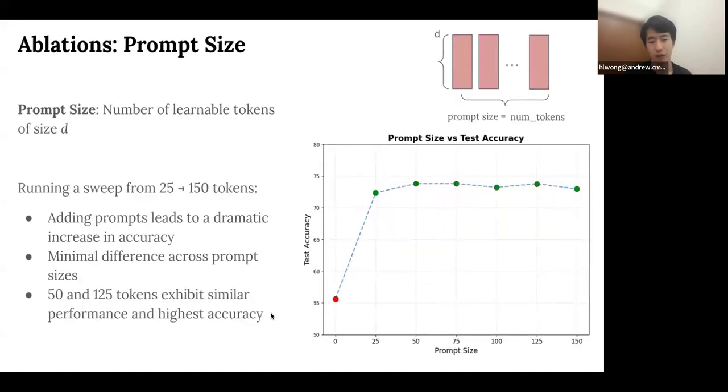We also looked at the number of tokens per prompt. We conducted a sweep from 25 to 150 tokens in intervals of 25. We observed that the existence of prompts at 25 tokens and above leads to a significant increase in test accuracy, at around 72 to 73%. However, looking at the plot on the right, there's a minimal difference across the sizes. For the ablations that we will be discussing going forth, we will use a prompt length of 50 tokens, as this is the smallest length with the highest accuracy.